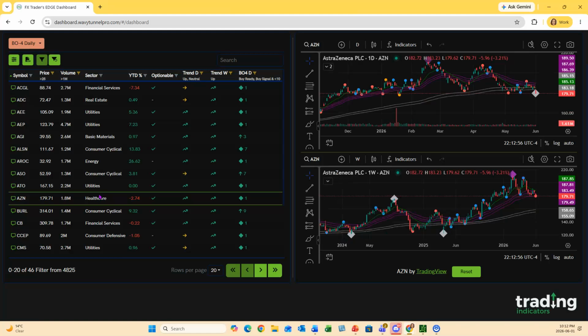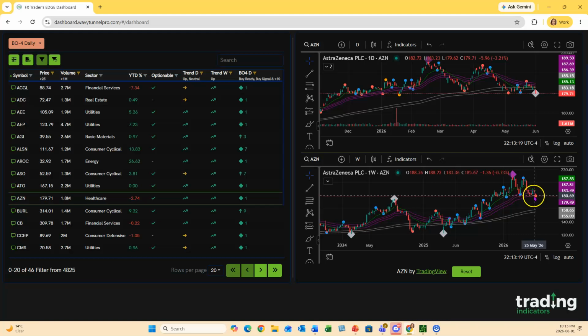AstraZeneca in the healthcare sector. So this doesn't look bad. This looks actually okay as long as we hold these levels. This is a major, major support area if we look left. And we can see that over here as well on the weekly. This looks like really a reverse head and shoulders, doesn't it?